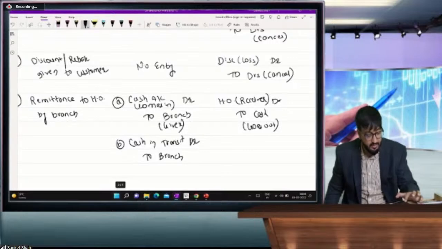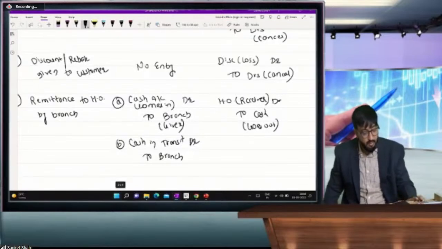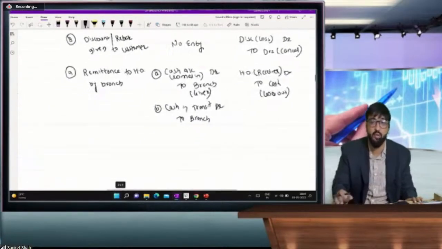Cash in transit to, very good, very good. Himanshu Gupta answered very fast. Suvarnesh also answered fast. So sometimes this cash may be in transit. So cash in transit account debit to branch.